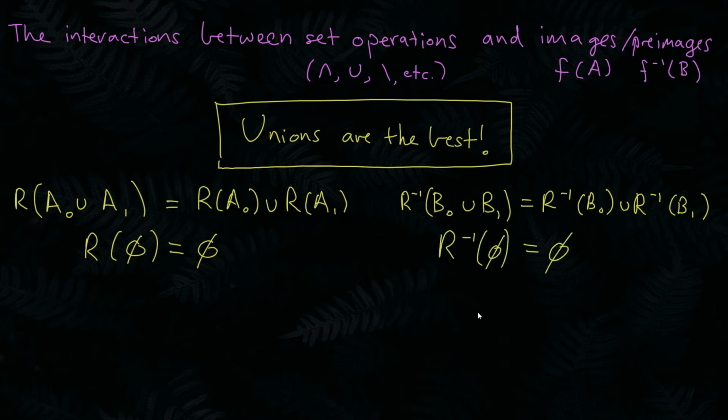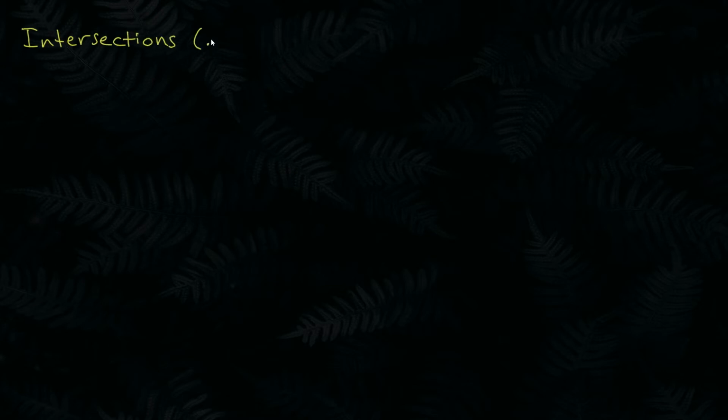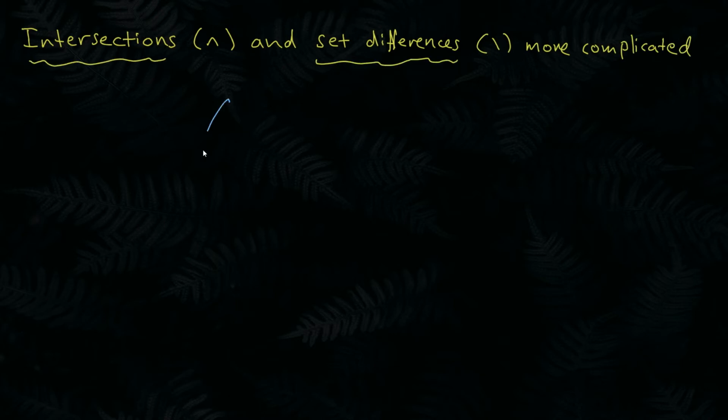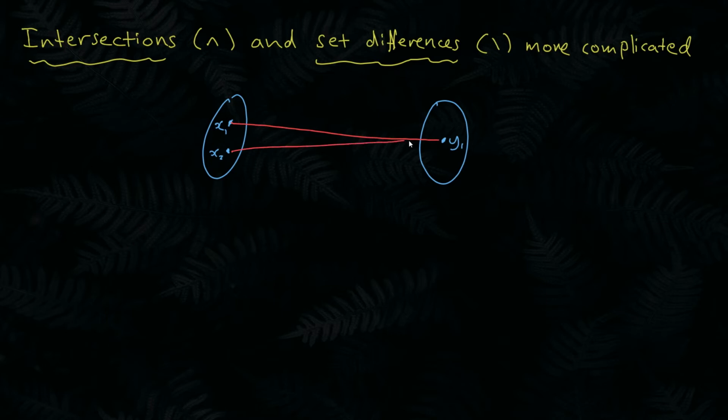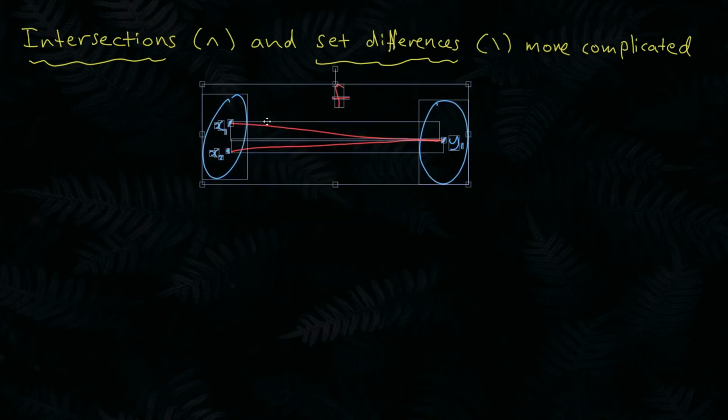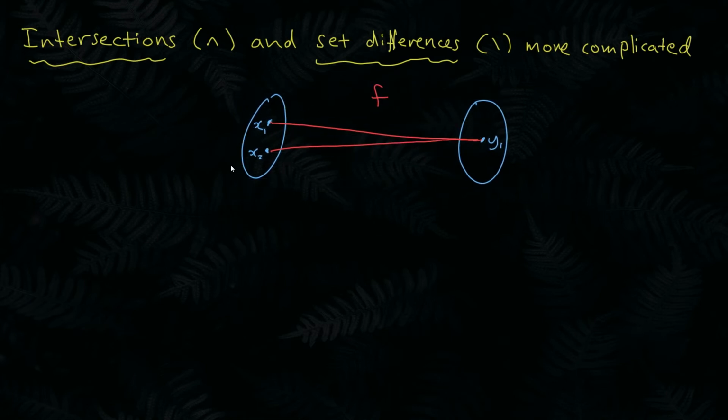Couldn't be simpler, right? Now, on the other hand, intersections and set differences are a little bit more complicated. So let's have a look at an example. So here's the set with 2 points. We'll call them x2 and x1. And here's a set on the right with 1 point. Call it y1. And let's just map both these points on the left to the same point on the right. We'll call that f.